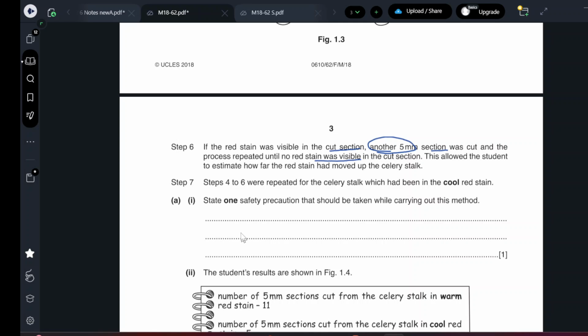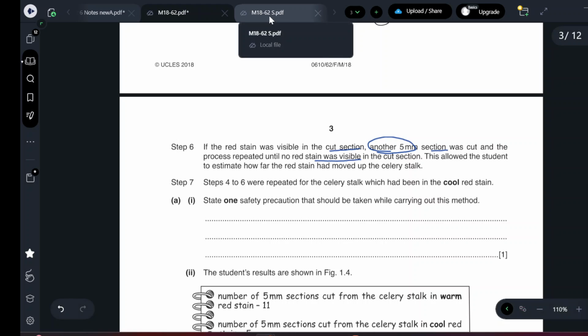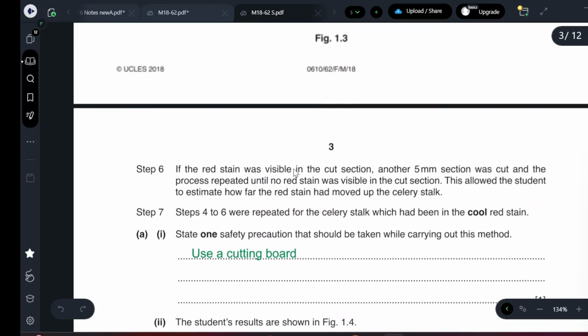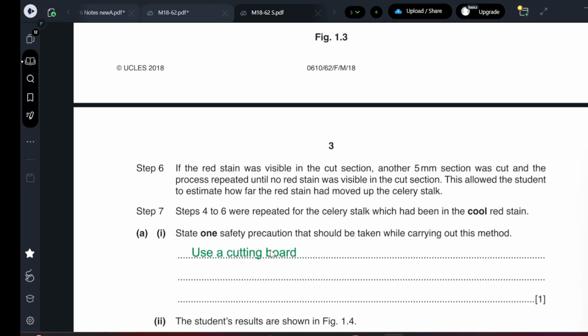Okay. State one safety precaution that should be taken while carrying out this method. In this experiment, you were cutting with a knife or a scalpel. This is the dangerous part about this experiment. So what is the safety precaution? The safety precaution is that you will use a cutting board, to prevent cutting your finger.